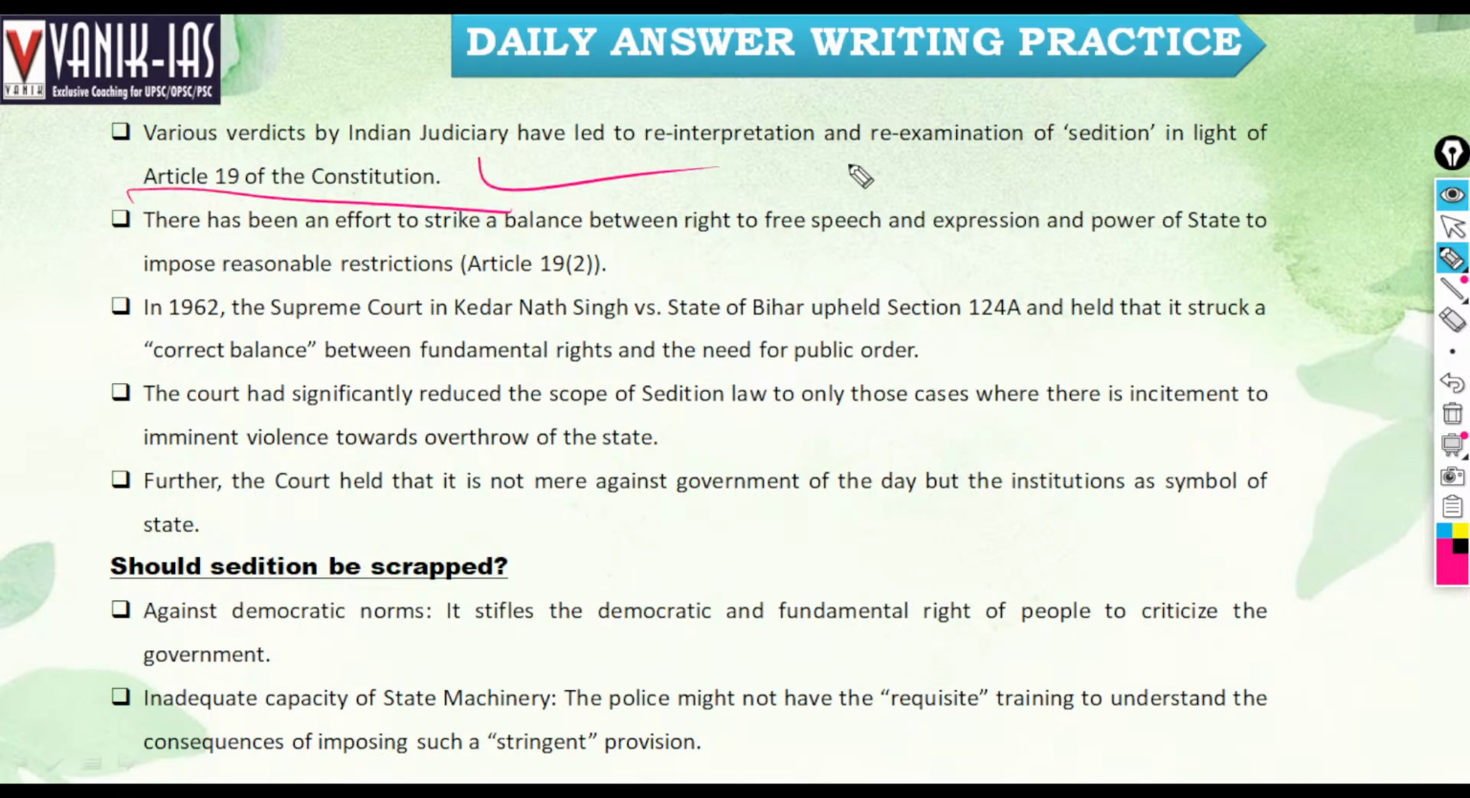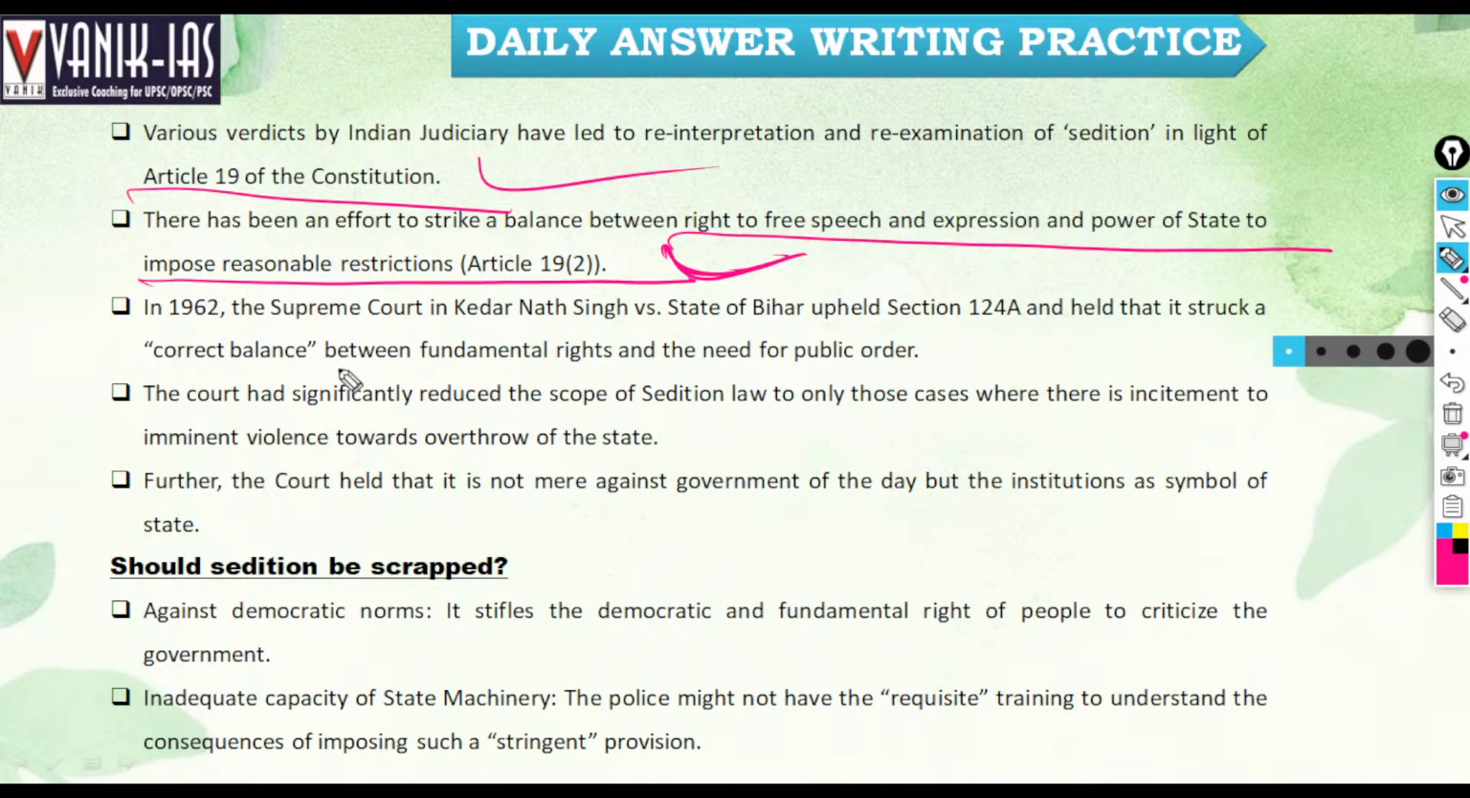Article 19 talks about free speech, and it also talks about the restrictions on free speech. Where it is misutilized, there have been efforts to strike a balance between the right to free speech and expression and the power of the state to impose reasonable restrictions, under Article 19 clause 2. There should be a balance between the two. Otherwise, public morality will be lost, and anybody will say anything about any person.